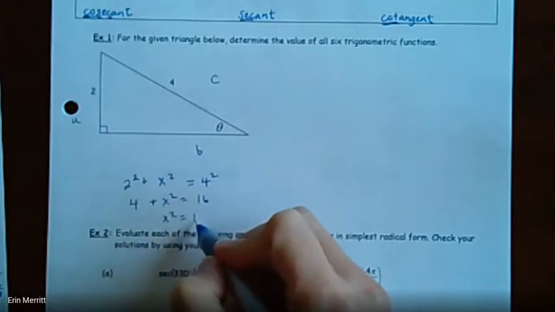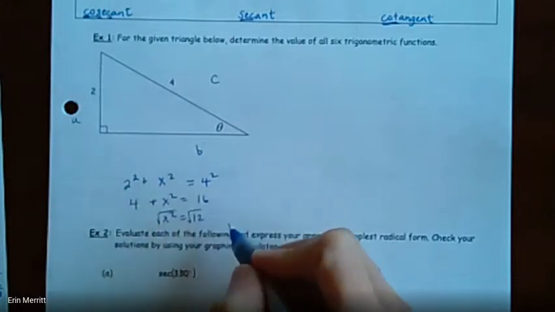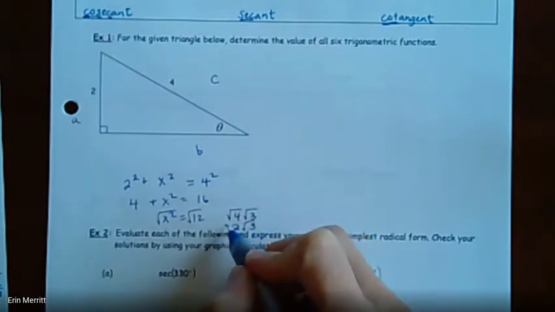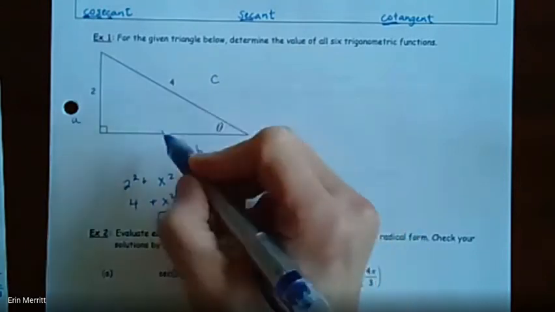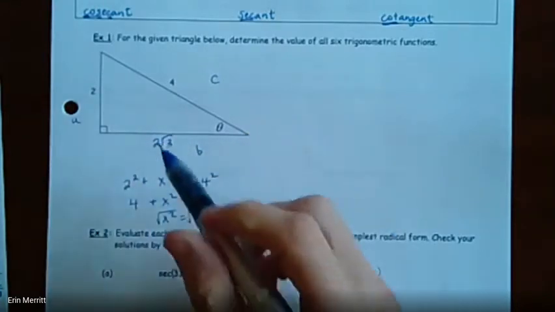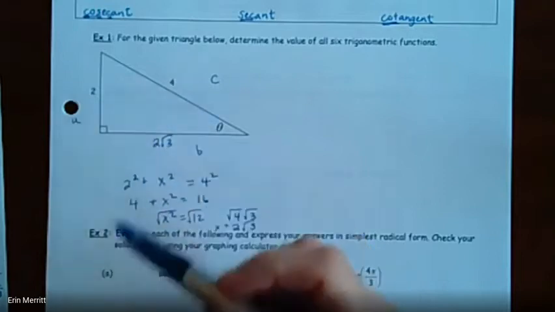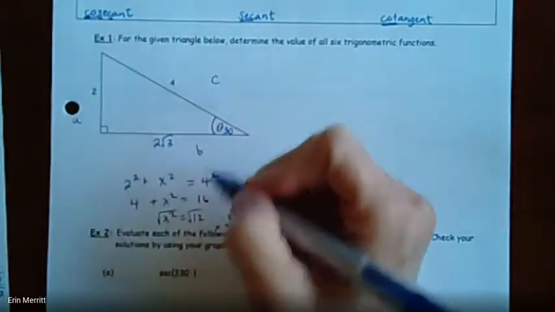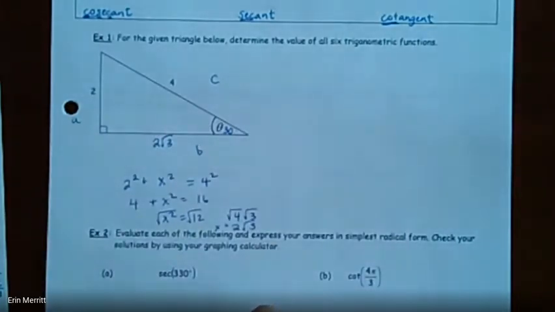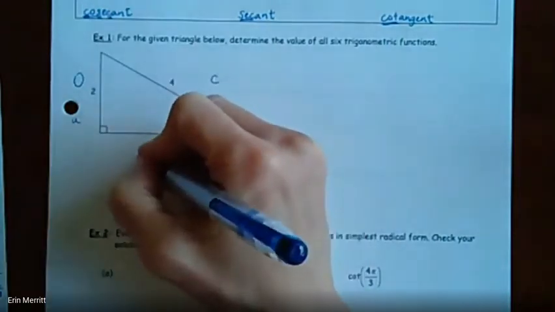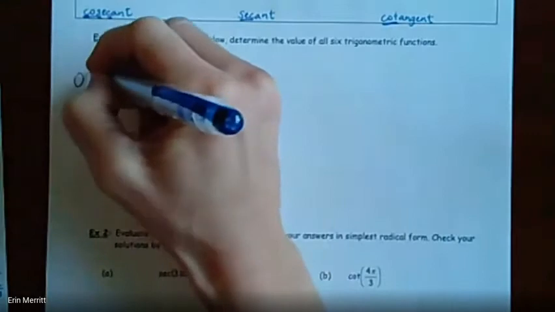So this would give you x squared equals 12. And when you take the square root, we get radical 4, radical 3. This should look kind of familiar, because that's the ratios for a 30-60-90: x, x radical 3, and 2x. So it actually means that that angle right there is 30. That's beside the point, but fun fact. So here's my angle. This is the opposite side. This is the adjacent side. This is the hypotenuse. That's what I want to focus in on.